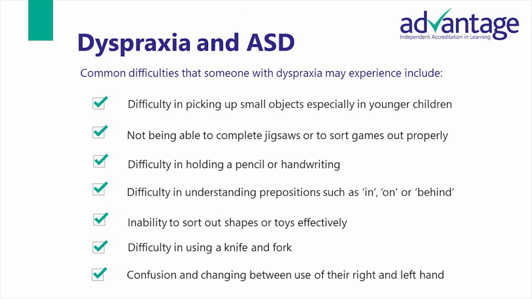Some of the common difficulties that someone with dyspraxia may experience include difficulty in picking up small objects, especially in younger children, not being able to complete jigsaws or to sort games out properly, difficulty in holding a pencil or handwriting, difficulty in understanding prepositions such as in or on or behind, an inability to sort out shapes or toys effectively, difficulty in using a knife and fork, and confusion in changing between the use of their right and left hand.